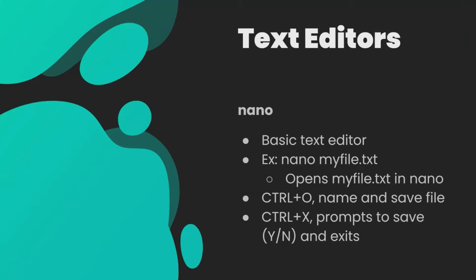Now, here's a simple text editor, a lot simpler than Vim, that's for sure. This one is called Nano. It's a basic text editor. So the way that you'd use it, you'd want to type nano and then specify the file that you want to open. And if there is no file by that name, it will just create a new one. So I will show you.